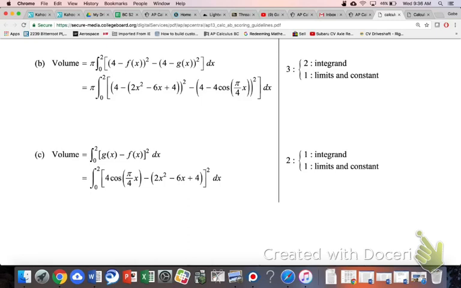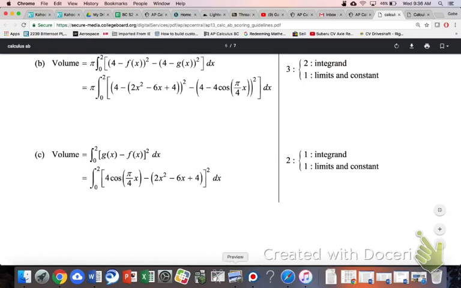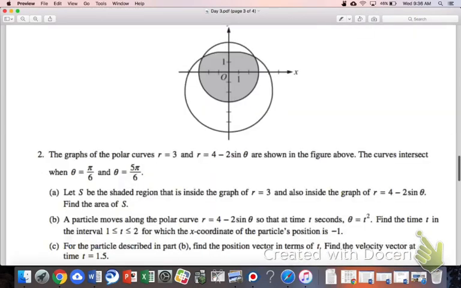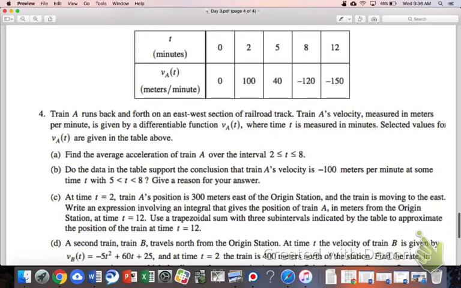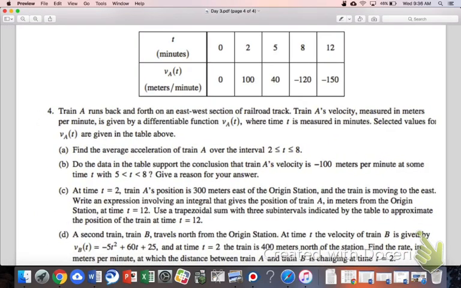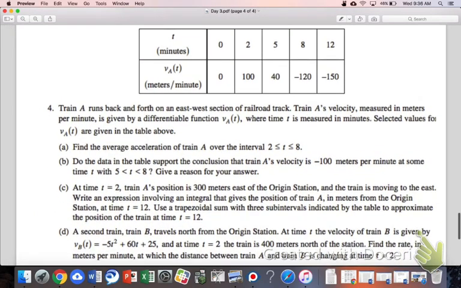Anybody else have a question or thought on area volume? Okay, the final one has to do with some trains. Yeah, somebody already asked me about that one.